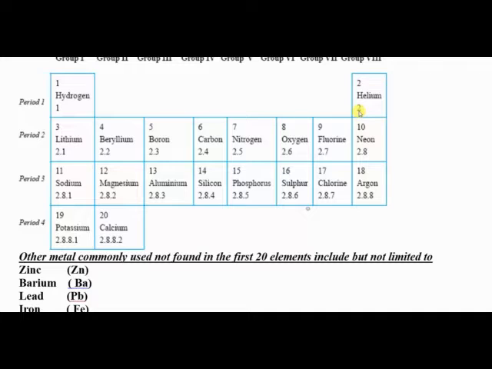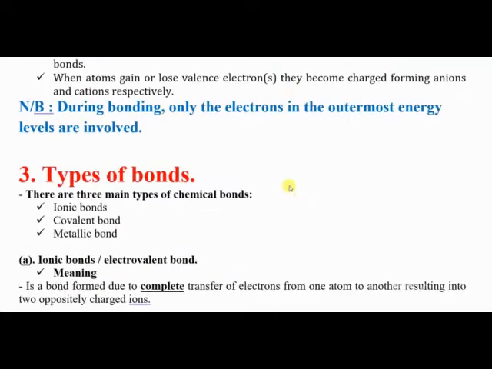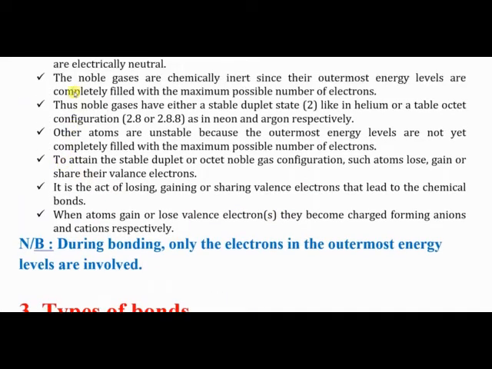The electron configuration is already filled up. Neon does not react because it is already filled up, therefore it is stable. Argon does not react because it is already stable. That's what we are given here. Thus, noble gases have either a stable duplet, which is 2, like helium, or a stable octet configuration, which is 2.8 or 2.8.8, as in neon and argon respectively.